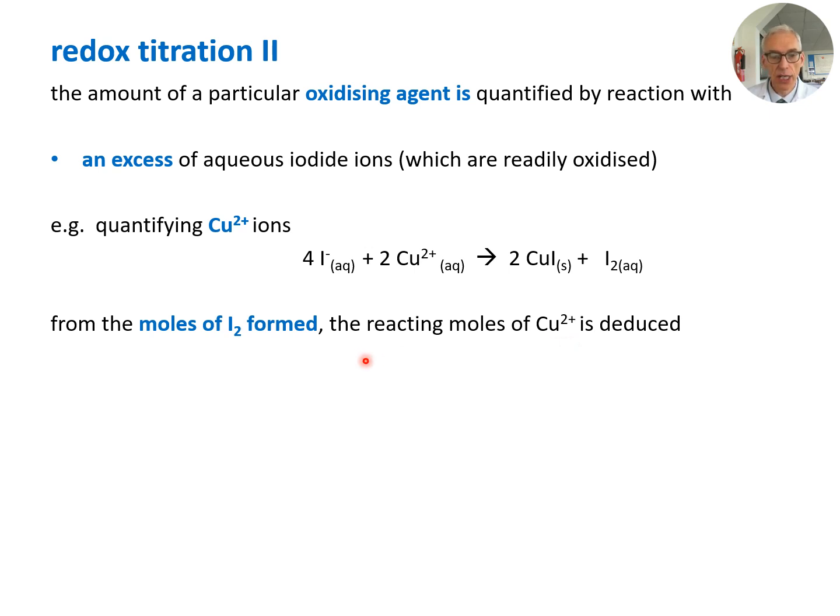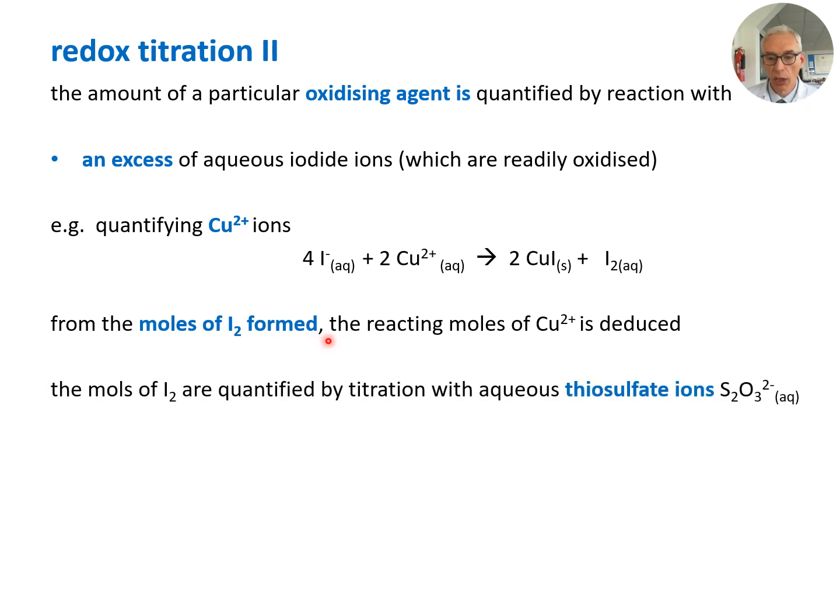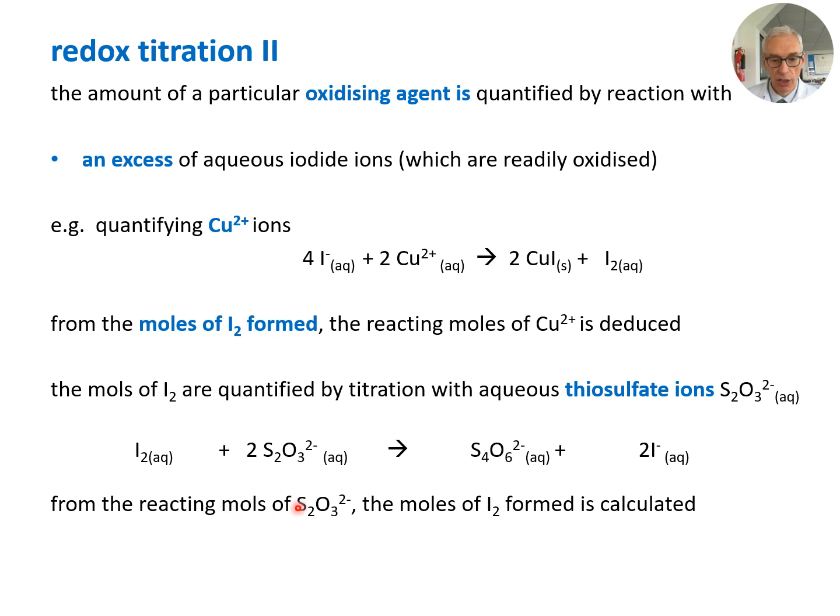So how do we work out the moles of iodine? Well, we titrate with thiosulfate ions. So if we know the concentration and the volume of thiosulfate, we can work out the moles of iodine. So thiosulfate to iodine, 2 to 1 ratio. So from the reacting moles of thiosulfate, the moles of iodine formed is calculated.